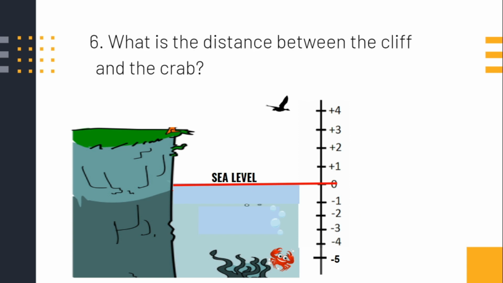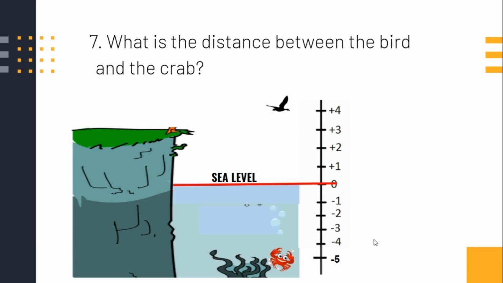Number 6, what is the distance between the cliff and the crab? Okay? Yung cliff daw, ayan yung cliff, tapos meron tayong crab doon sa baba. So, gaano sila kalayo sa isa't isa? So, the answer is 8 units or 8 feet. So, bilangan natin. So, we have 1, 2, 3, 4, 5, 6, 7, and 8.